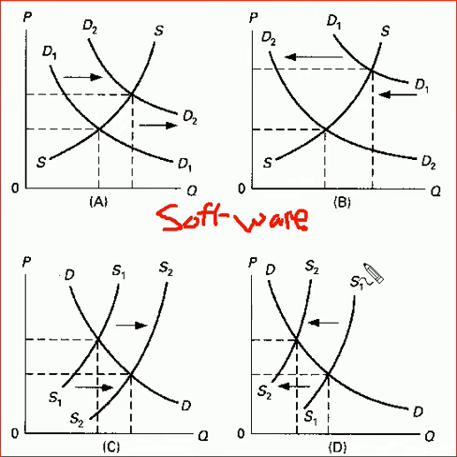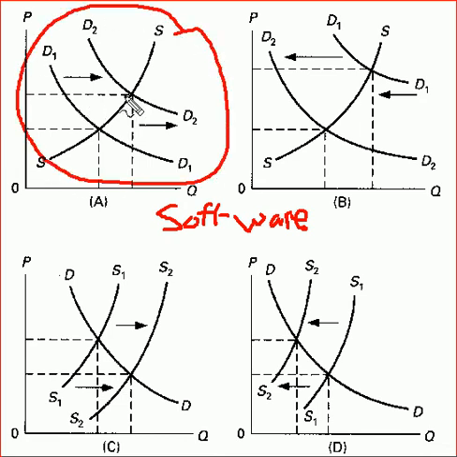If computers are cheaper, that makes software more attractive to buy. So that would tend to increase the demand for software. And we only have one on the diagram that illustrates that, and that is A, where the demand curve is moving to the right.